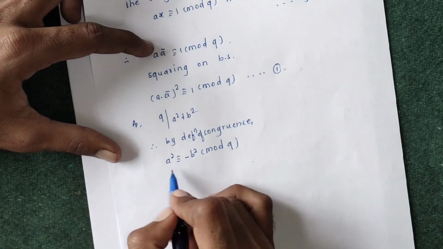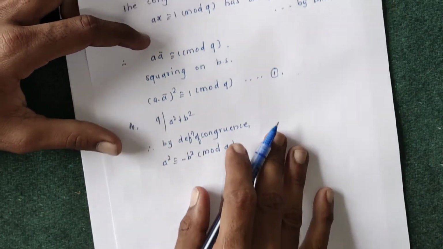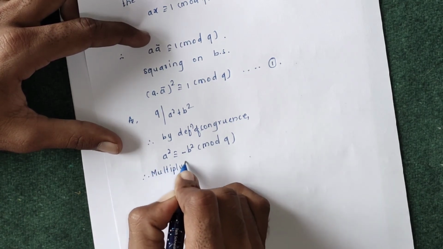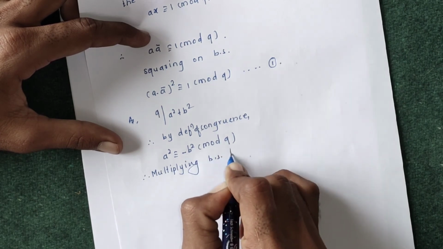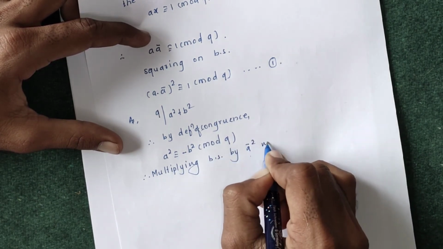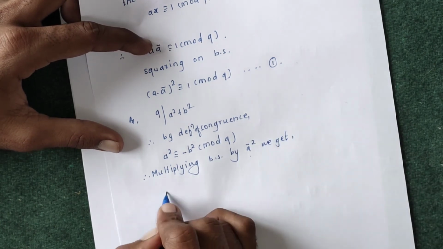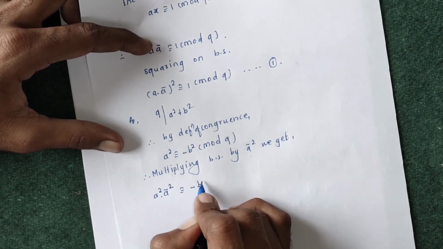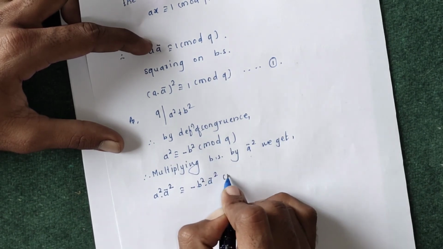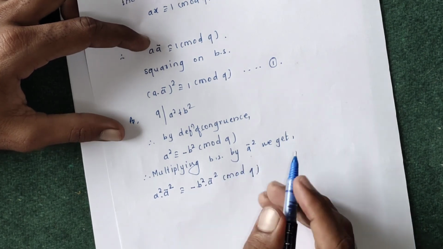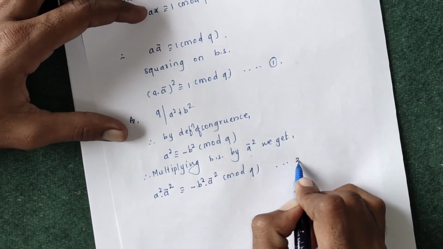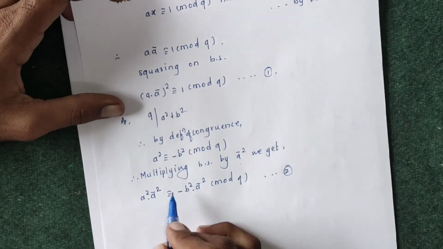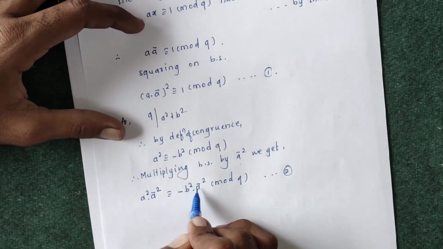Now multiplying both sides by a bar square, we get a square times a bar square is congruent to minus b square times a bar square under modulo q. Suppose this is equation number 2. From equation 1 and equation 2, we get a bar square is congruent to 1 mod q, and this a bar square is congruent to minus b square a bar square.